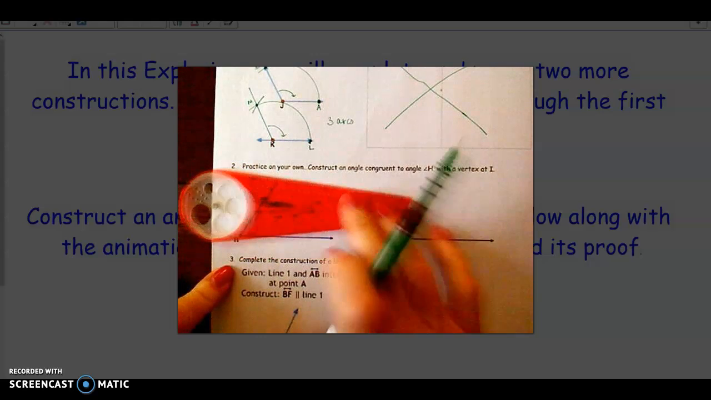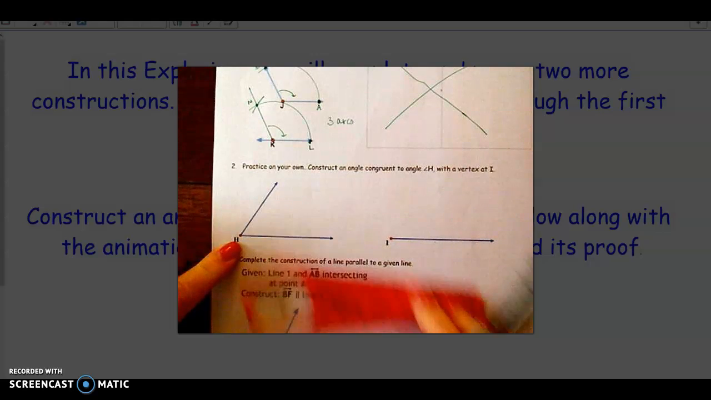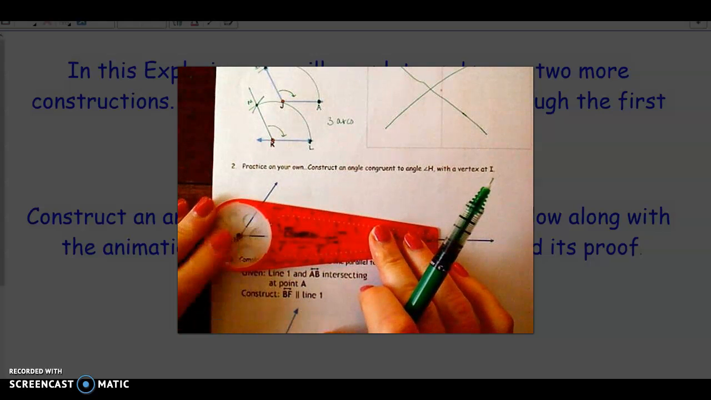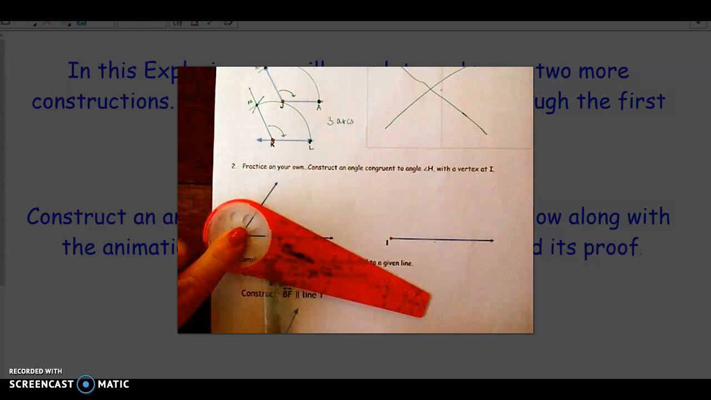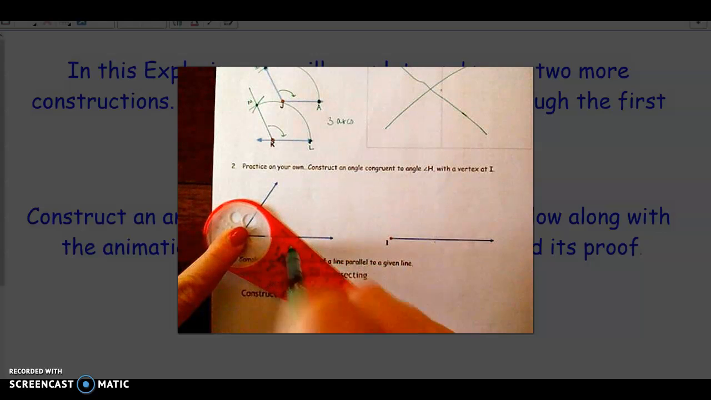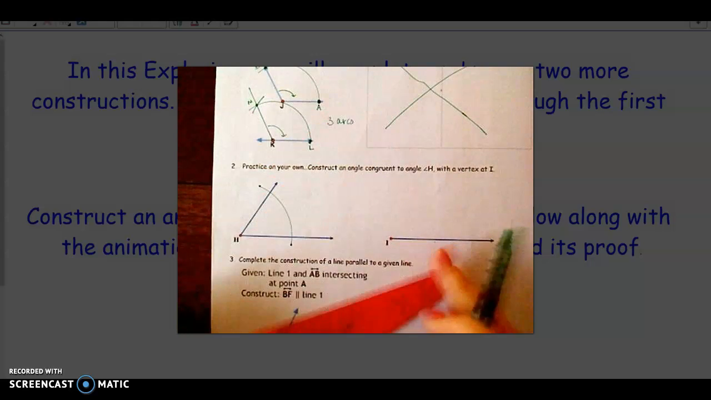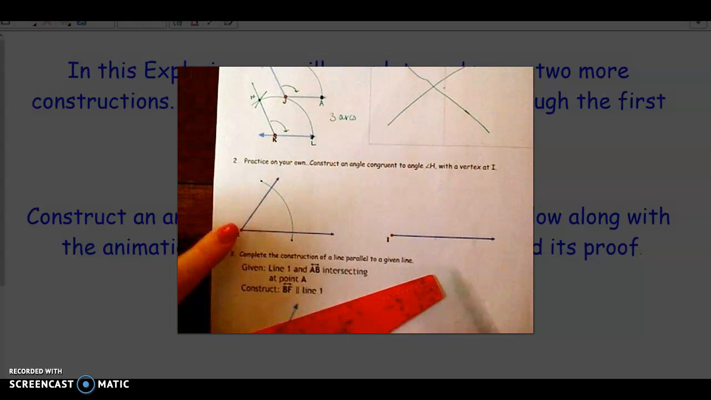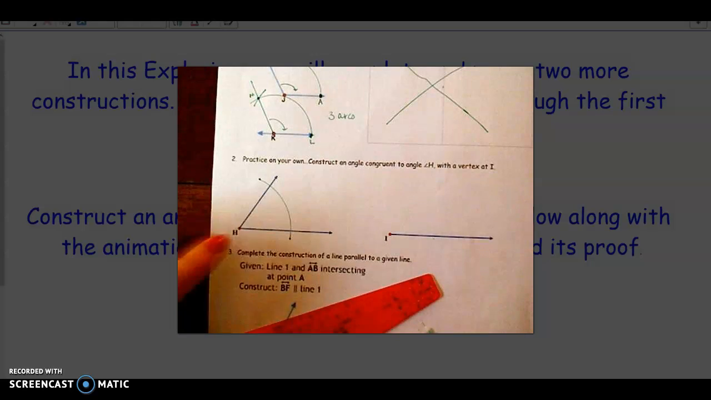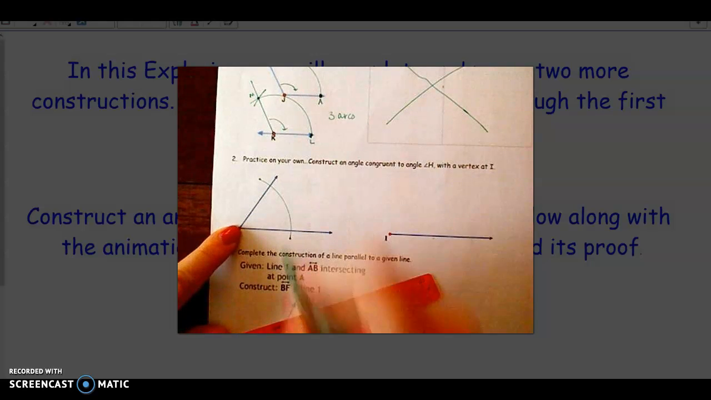So to copy angle H, I'm going to put my hole setting on H and choose a setting. And remember, you have to remember which one it is. So I would count 1, 2, 3, 4, 5. I'm going to use the 5th hole, and I'm going to draw an arc that goes through both sides of my angle. Remember not to go back and forth with arcs. You just want one crisp arc in that process.